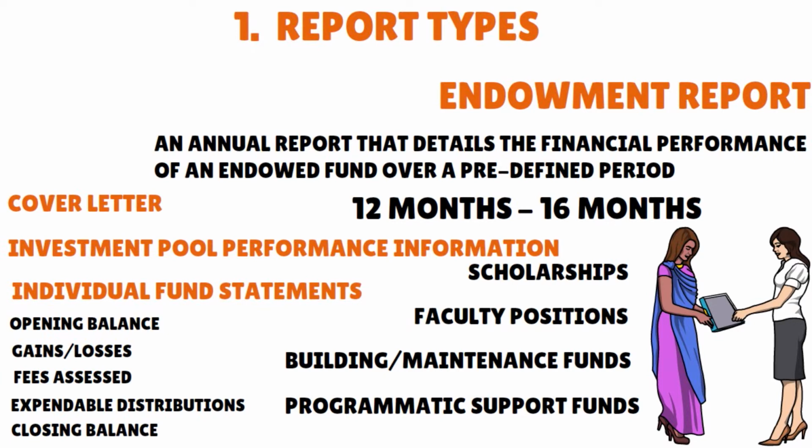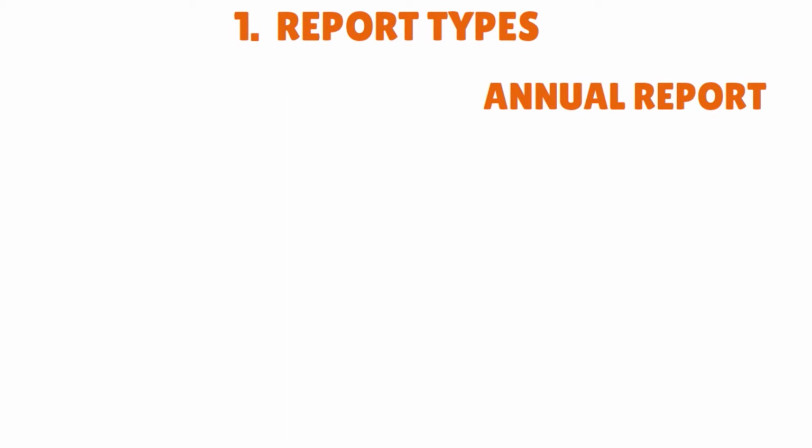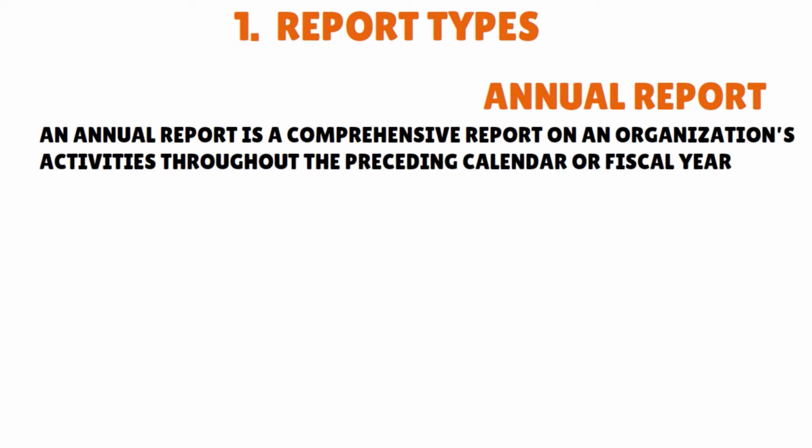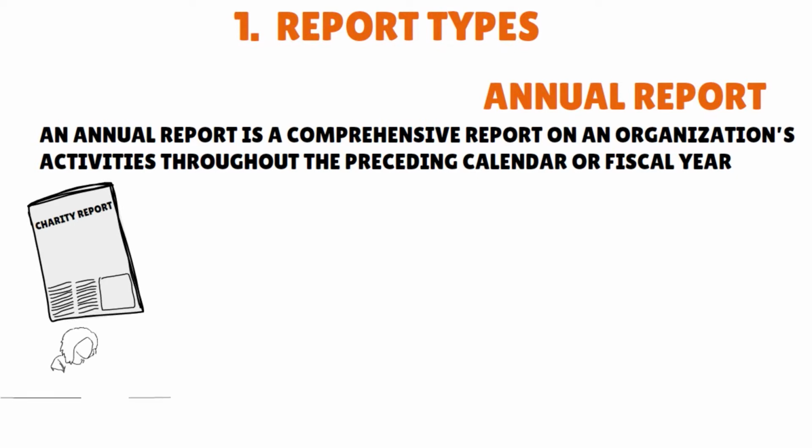Now we can also talk about the annual report, which is another report type. An annual report is rather comprehensive. It's a comprehensive exposé on an organization's activities throughout the preceding calendar or fiscal year, right? So an annual report generally is intended to give donors and other interested parties information about the organization's activities and financial performance. This kind of report can be disseminated in a wide variety of formats and via print or electronic mediums. You can really have an annual report for your donors.